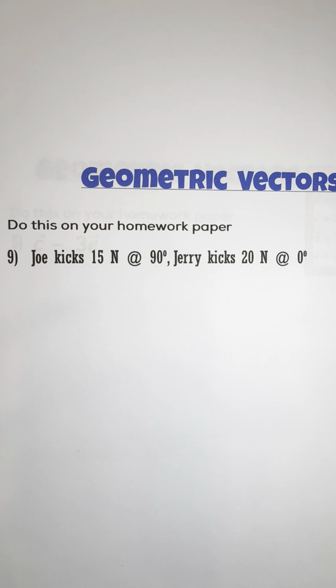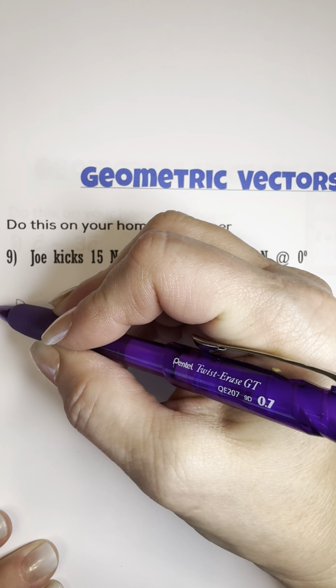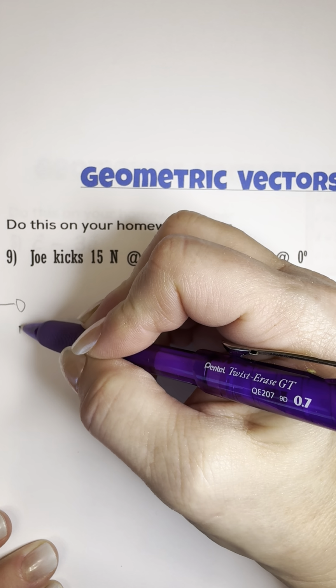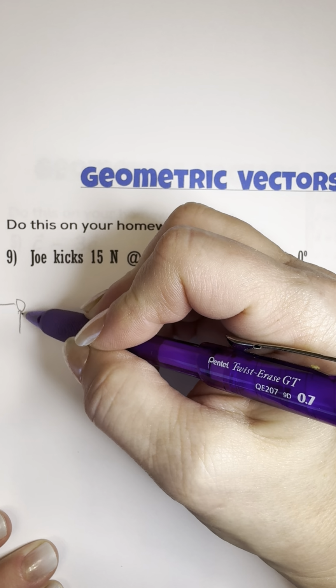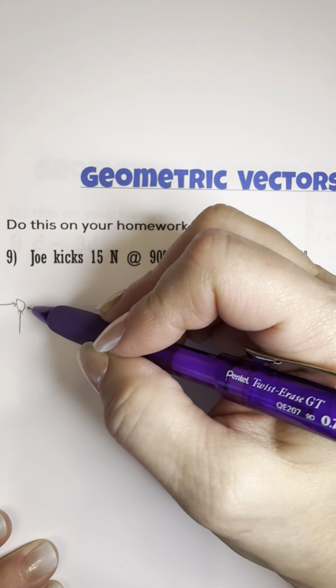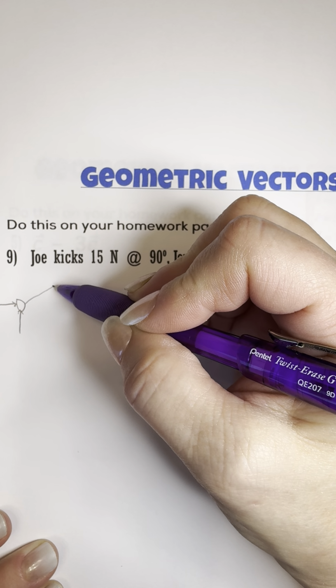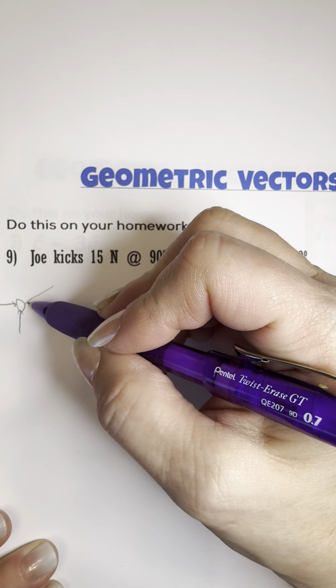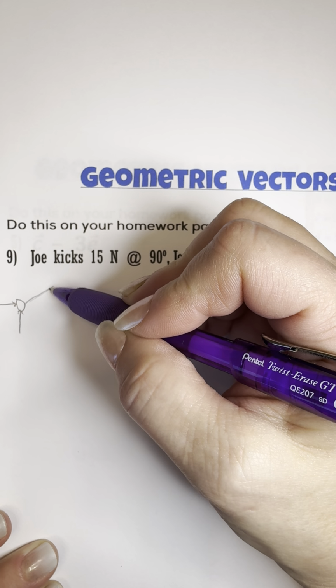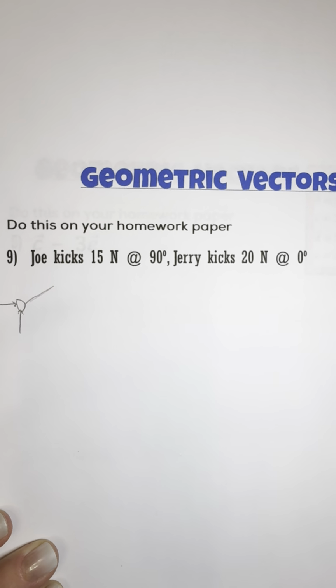Let me grab a pencil because I'm probably going to goof up. All right, so you have this ball right here, and one of them is kicking it this way and the other one is kicking it this way at the same time. If they kick it at the same time, then it's probably going to shoot off somewhere at an angle. That would be what we consider our resulting vector, and that's what we are in search of.